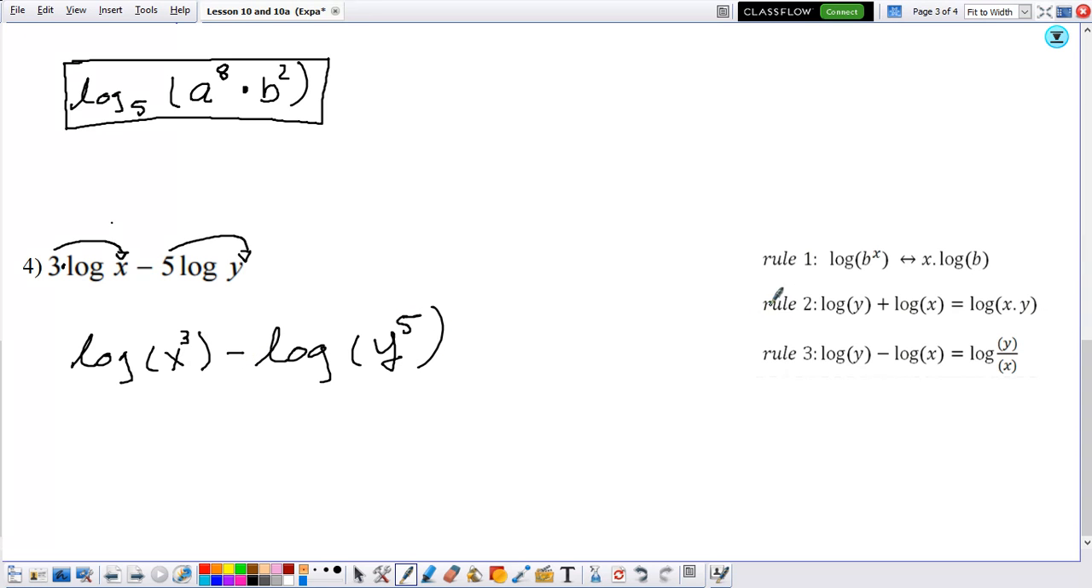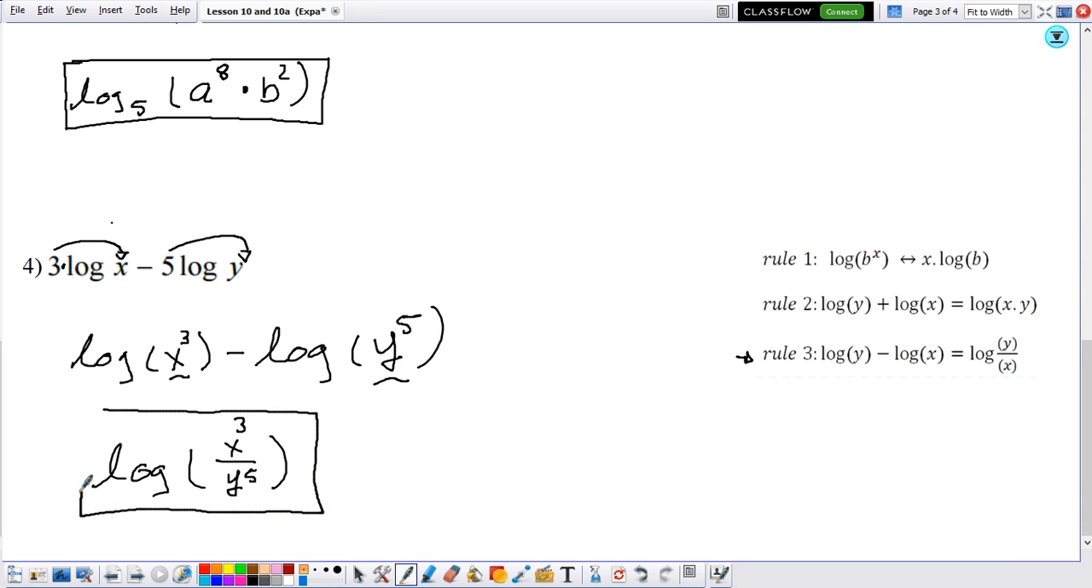Now we can apply rule number 1 or 2. But notice that we're subtracting, and rule number 3 talks about subtraction. Subtraction is division, so we just divide. So now this becomes log of left, which is x to the third, which is the thing that we're taking the log of, divided by the thing that we're taking the log of on the right, which is y to the 5th. And that's it. We just compressed the expression. We just wrote it as a single logarithm.